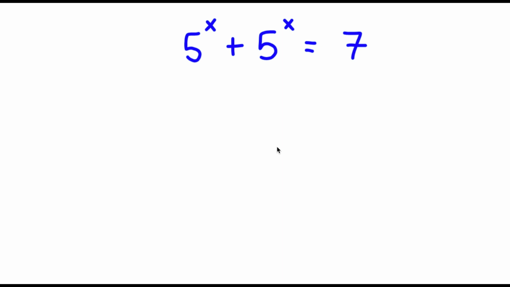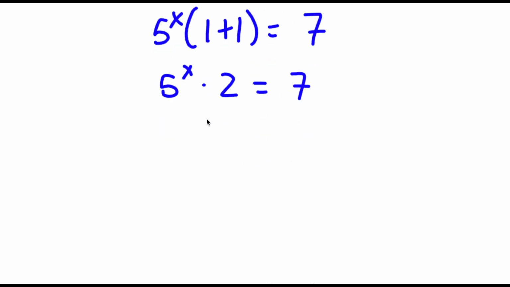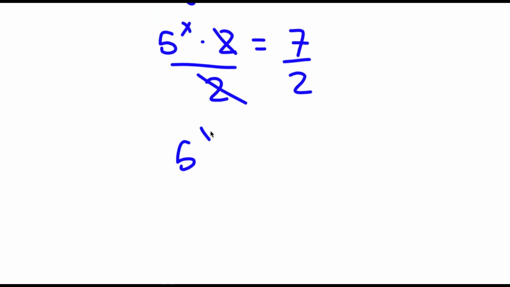Alright, so in this problem, I have 5 to the power of x plus 5 to the power of x is equal to 7. So to start, I'm going to factor out 5 to the power of x from my left-hand side. So now I have 5 to the power of x times 1 plus 1 is equal to 7. Now 1 plus 1 is equal to 2, so I have 5 to the power of x times 2 is equal to 7. Now I'm going to divide both sides by 2, so then these two cancel out, and I get 5 to the power of x is equal to 7 over 2.